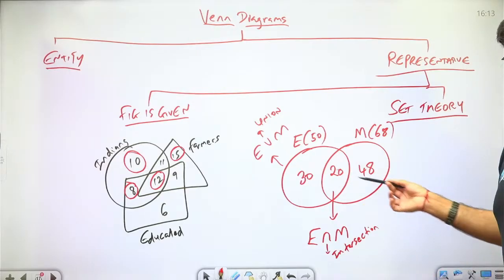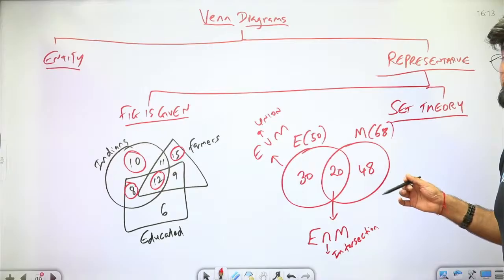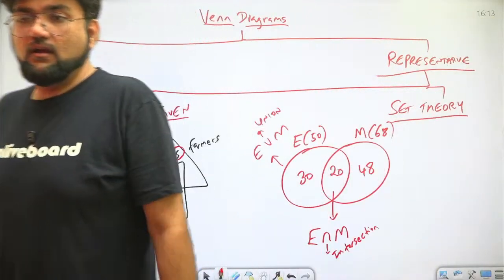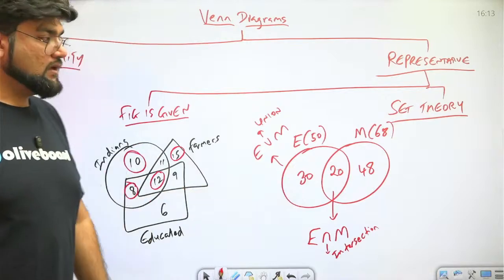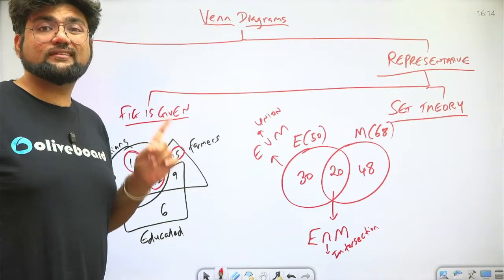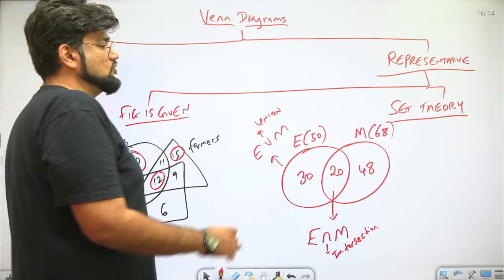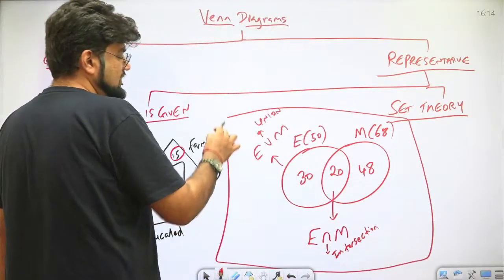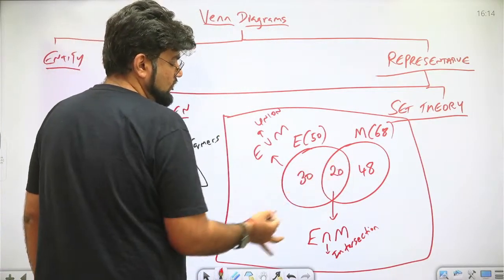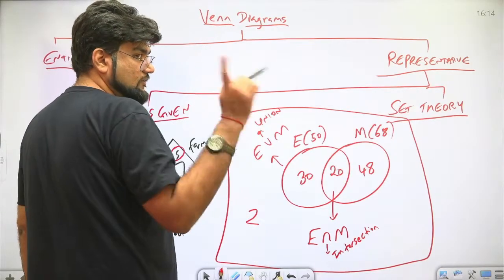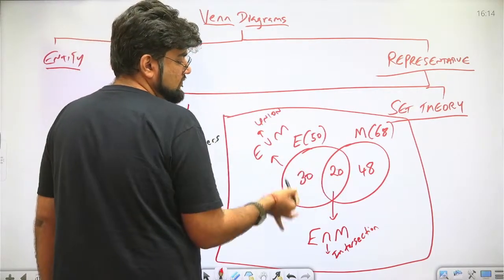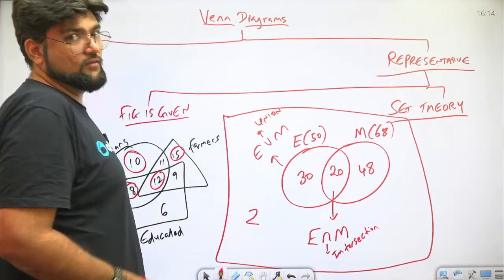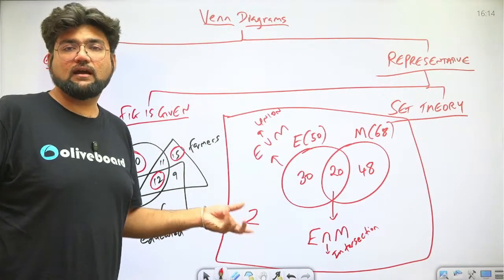What is the union here? The union is 30 plus 20, 50, plus 48, 98. The question is, how many students like neither English nor maths? Nothing of that sort is given here in the figure. But initially, the question told you that there are 100 students in the class. So now comes the concept of universal set. Universal set means everything which is not a part of this game will come outside. So if there were a total of 100 students, 50 like English, 68 like maths, but there are 2 students left who like none of them, and that is precisely going to be my answer.